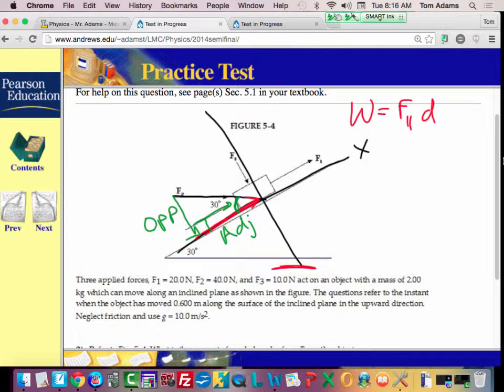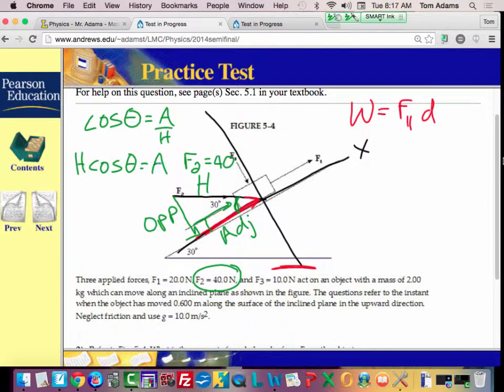Which trig function deals with adjacent? Tangent does, but what's a better one? Cosine. The reason I say that is because F sub 2 is the hypotenuse, and I know the magnitude of the hypotenuse: F sub 2 is equal to 40. So cosine of theta is equal to the adjacent over the hypotenuse. If I multiply both sides by the hypotenuse, then I get h cosine of theta is equal to the adjacent. That's what I'm looking for. So I'm going to say 40 cosine of 30.